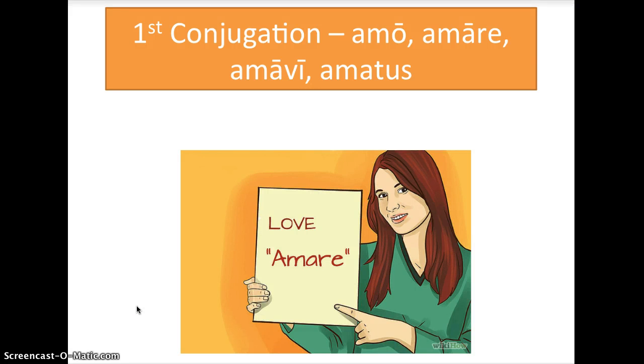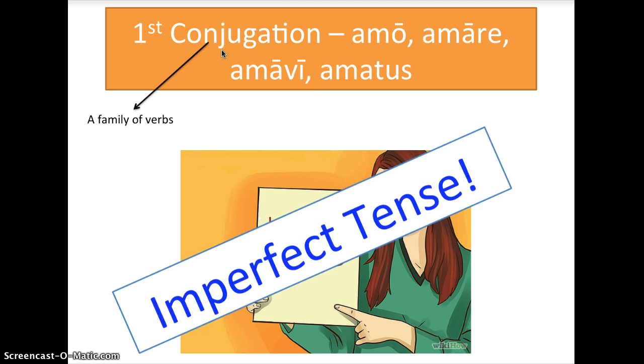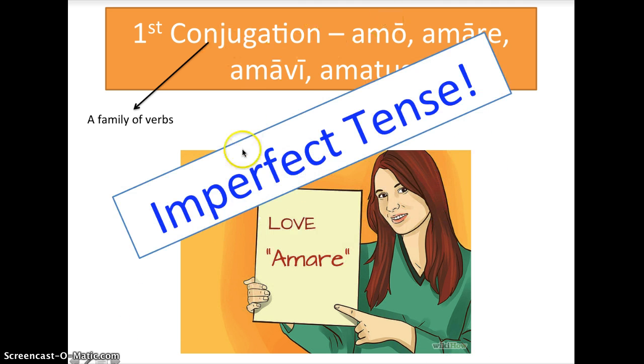I'm here to talk to you about the first conjugation. The example we're going to use for the first conjugation is the verb to love: amo, amare, amavi, amatus. And by the way, a conjugation is a family of verbs. So once you learn how to conjugate this verb, amo, amare, in the imperfect tense, you're going to be able to conjugate anything in the imperfect tense within the first conjugation, or first family.